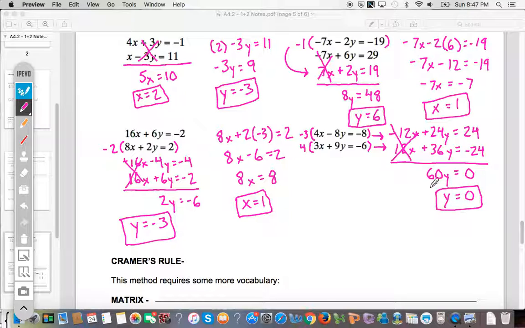So now I'll pick an equation. I'll pick this bottom one right here and plug in 0 for y. So 3x plus 9 times 0 equals negative 6. So to simplify, I have 3x. This is 0, so I'll just leave it out. Equals negative 6. So I know x equals negative 2. Awesome. Okay, pause if you need more time.